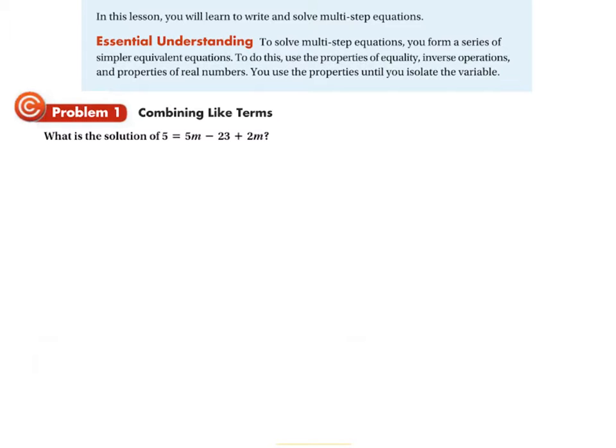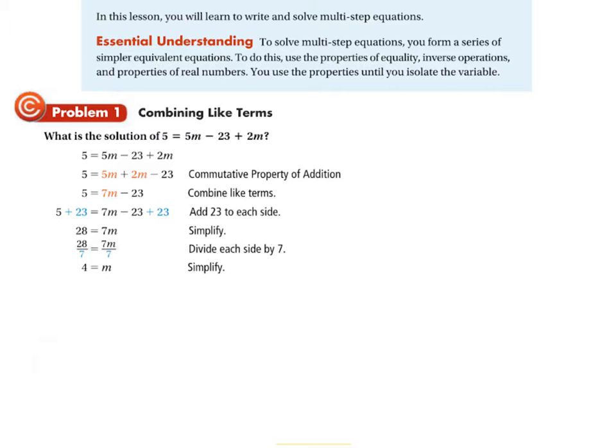What is the solution of 5 equals 5m minus 23 plus 2m? The trick here is to identify what are the like terms. And like terms look like this. These are m terms. These are variable terms of the variable m. And you can see why we were trying to identify what goes together in Unit 1, because now we're going to be using that and saying we need to combine these. So what does that look like?